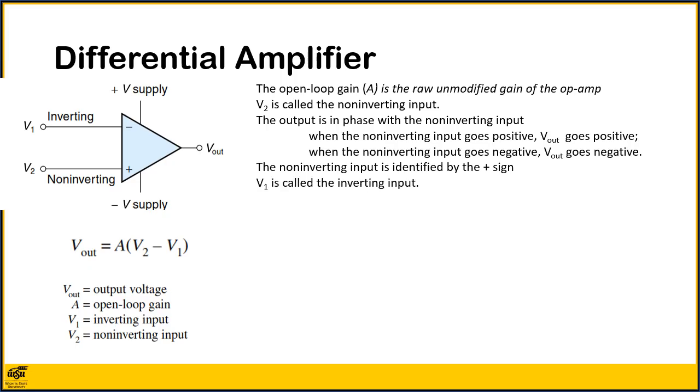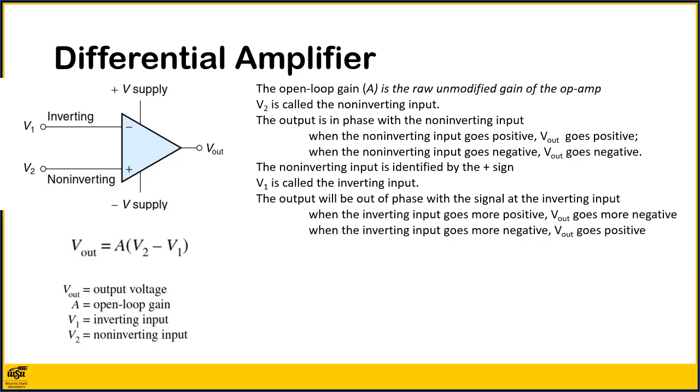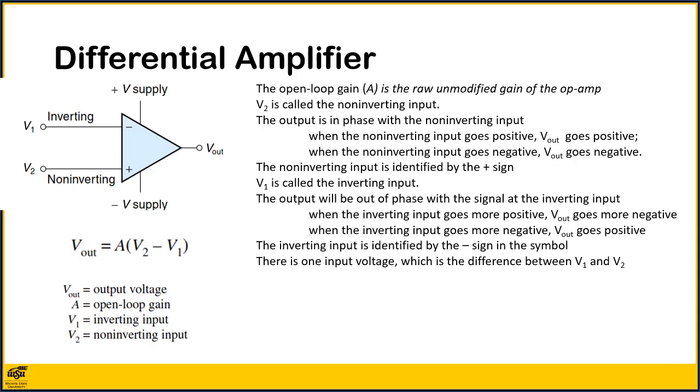The other input, V1, to the op-amp is called the inverting input. The output will be out of phase with the signal at the inverting input. When the inverting input goes more positive, the output will go more negative, and vice versa. The inverting input is defined by the negative sign, the minus sign in the symbol. Even though the op-amp has 2 separate inputs, there is just one input voltage, which is the difference between V1 and V2.